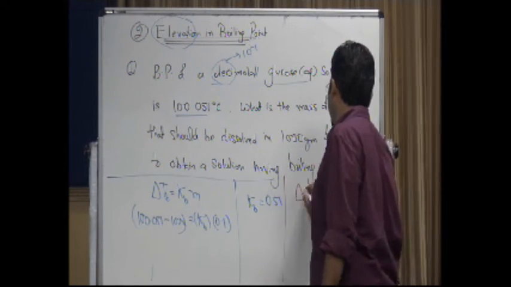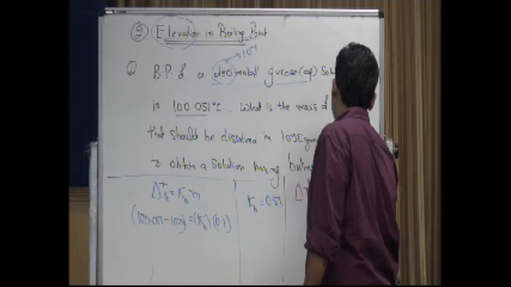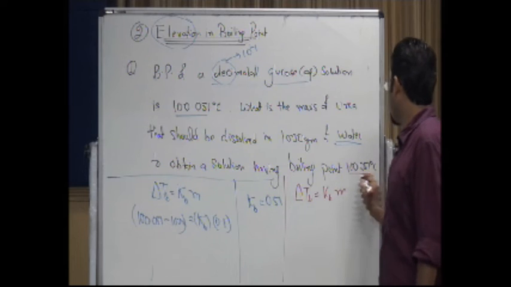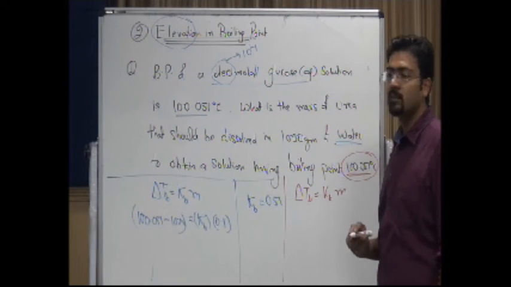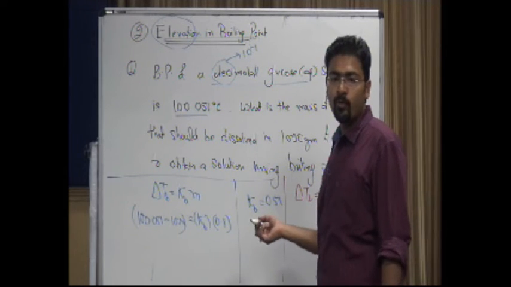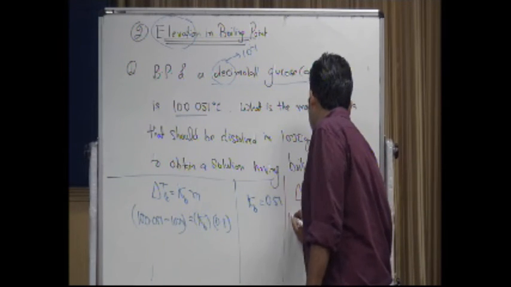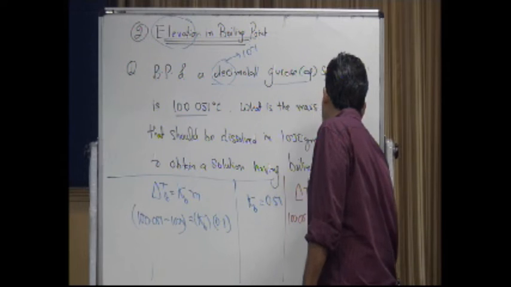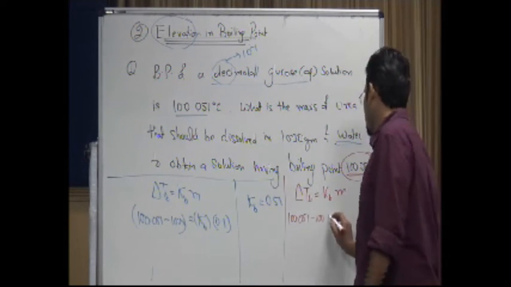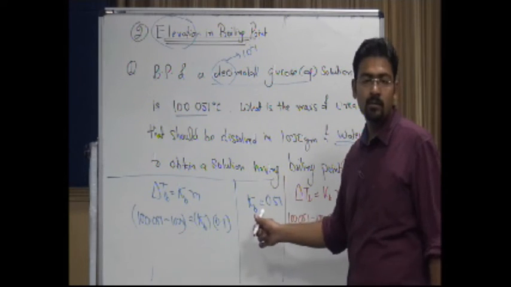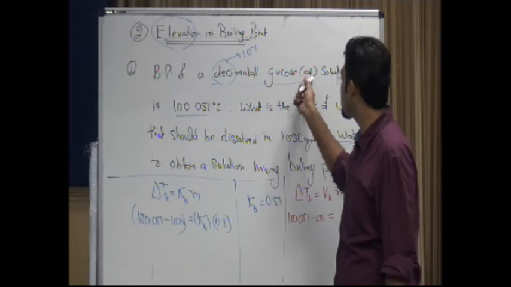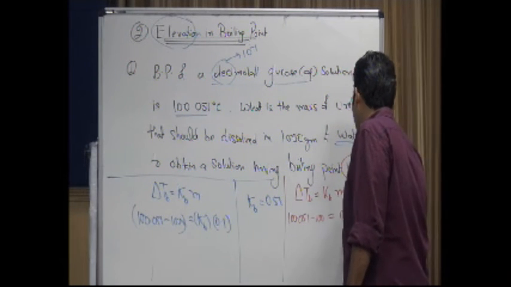For urea, delta TB is equal to Kb into M. What is the value of delta TB for urea? We want the solution to have this as the boiling point. And what will be the original boiling point of water? 100. So which means that 100.051 minus 100. This is the elevation we want. In fact, the same elevation. The value of Kb, now we know, will be the same because it's also water as solvent. So it will be 0.51.